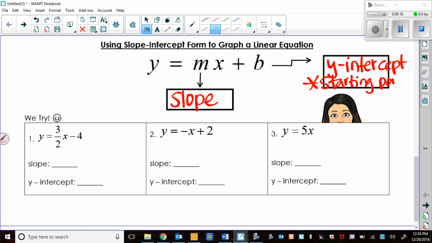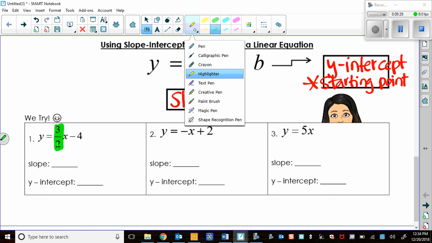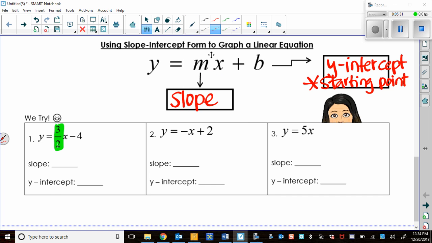So you always start from the y-axis. Okay? So before we go and graph, I want you to look at the parts of the equation. So this is 3/2. Okay? That is going to be my slope. The slope is always the number in front of the variable x. So notice how there's the x here. That number in front is your slope. So in this case, my slope is 3/2.